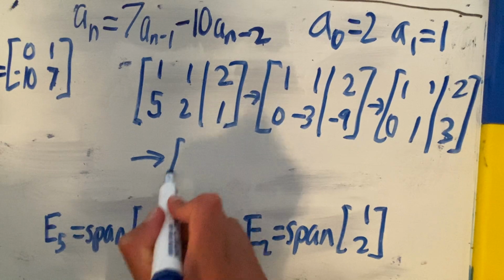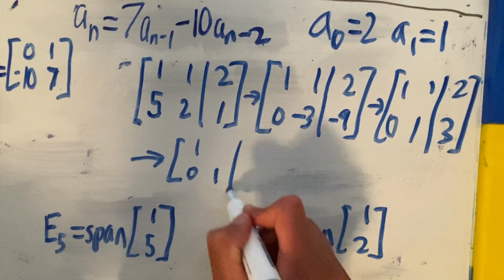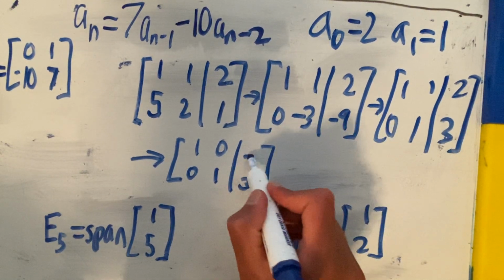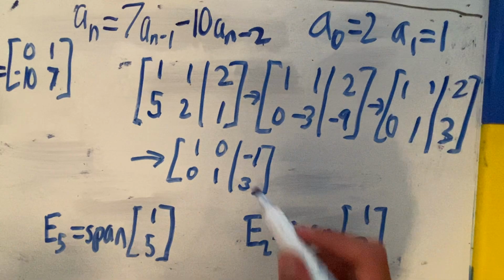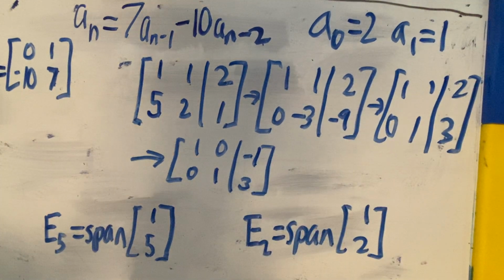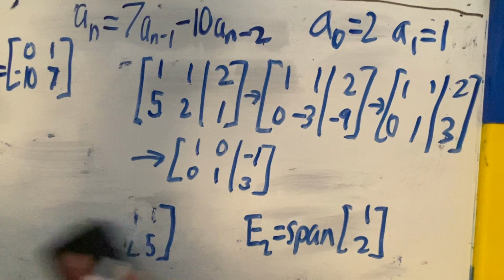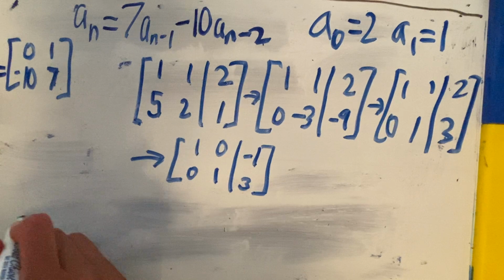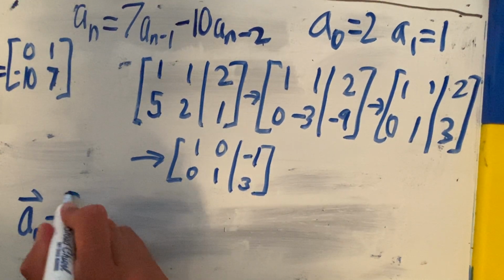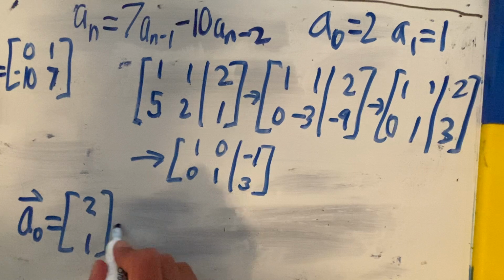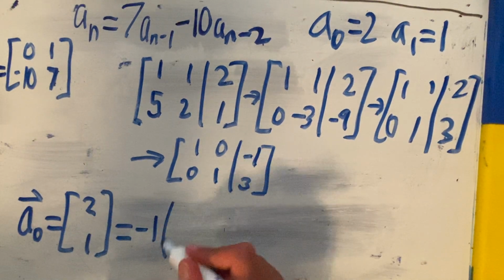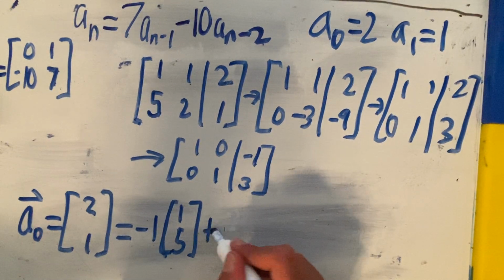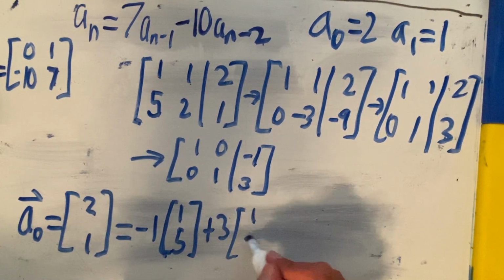And then from there, subtract again, just 1 times this, so 2 minus 3 is minus 1. And this, minus 1, 3, means that A0, as I put earlier, which is 2, 1, equals minus 1 times 1, 5, which is one eigenvector, plus 3 times 1, 2, which is the other eigenvector.